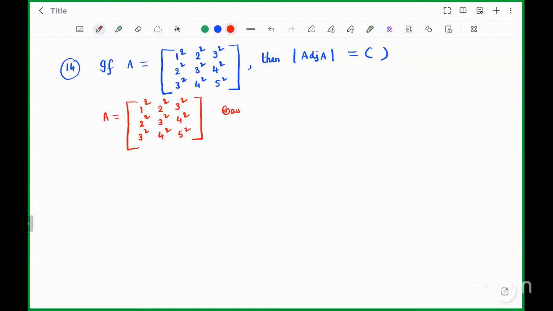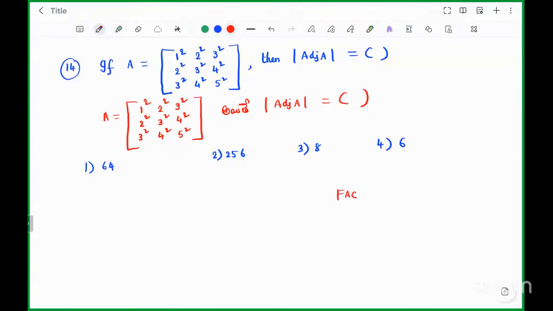Then det of adj A is equal to: first option is 64, second option is 256, third option is 8, fourth option is 6. Actually, this is one of the important problems. There is nothing else here. The matrix A is given and you are simply asked to find the det of adj A. So det of adj A means you can write the formula.